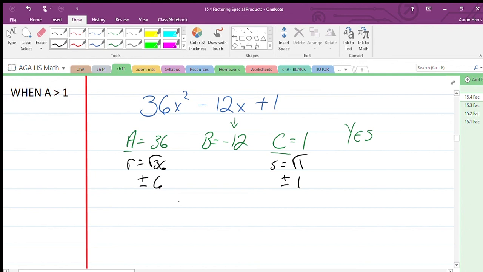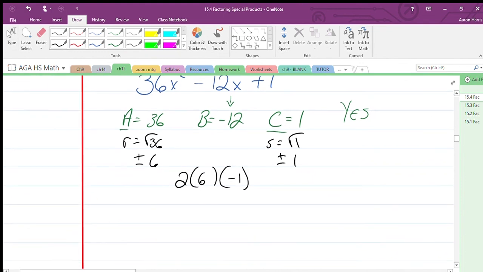So here we go. I said keep A positive. Let's keep our life a little bit simple. So A is positive, so I'm going to keep the positive 6. But since B is negative, I know that C better be that negative 1. Does that make sense?